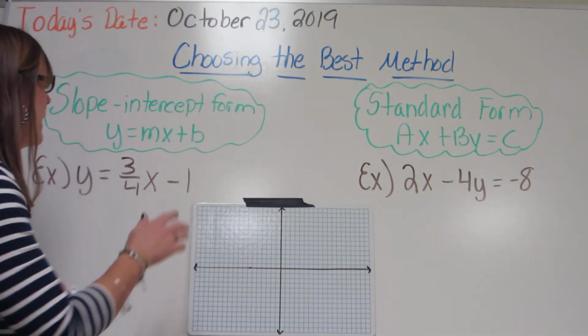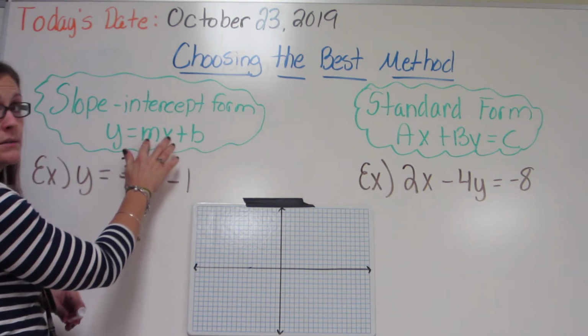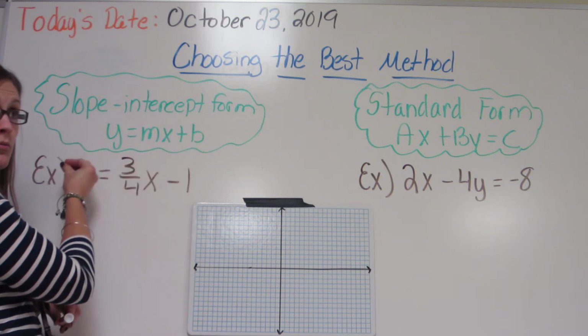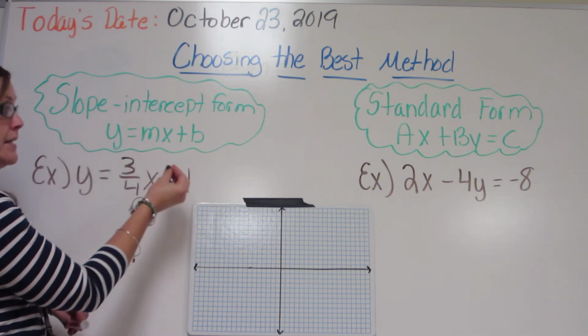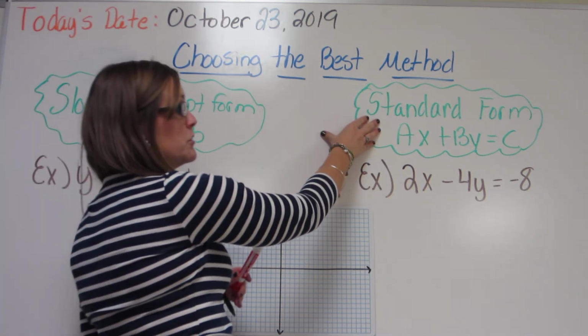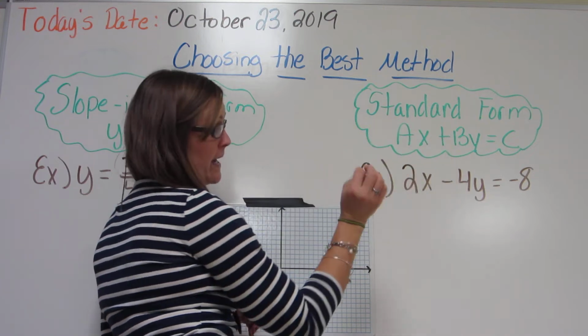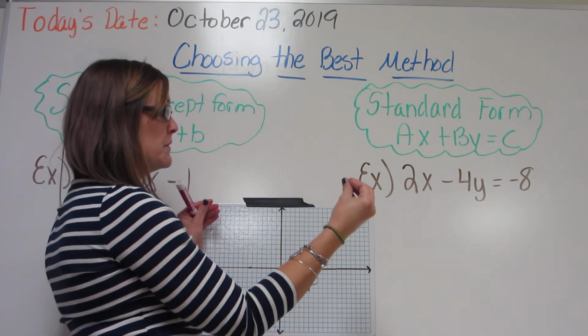I've taught them about the slope-intercept form, which is in the form y equals mx plus b. So y is on one side by itself, x is on the other side, so x and y are not on the same side. I've also taught them about standard form. Standard form is when x and y are on the same side. So that's the difference between the two.